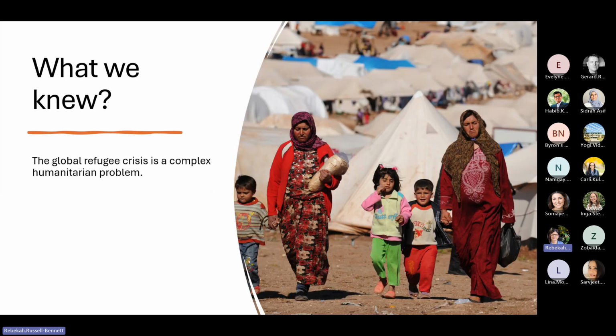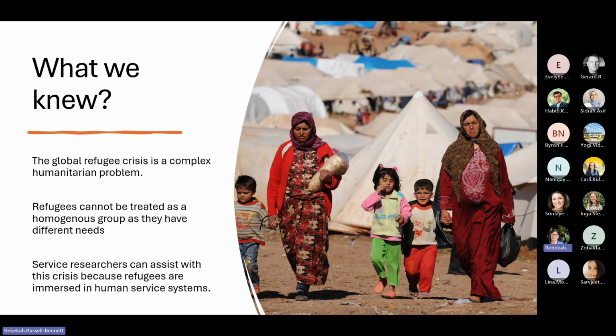We didn't know much. We knew that the global refugee crisis is complex. We're not humanitarian researchers. We're not researchers who study refugees, and there's a lot of work out there from other areas that are doing this type of research. But what we knew is that we have a really good understanding of service systems and how services work. And if you look at this whole crisis, it is a broken service system that needed to be fixed.